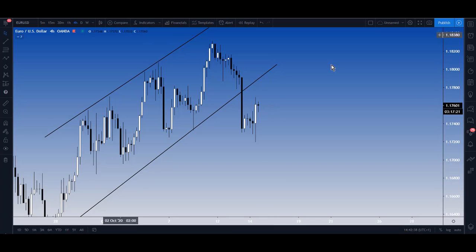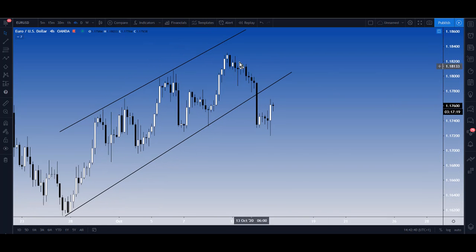So just be aware, the bigger picture for the moment on euro dollar is to the downside. So don't get caught necessarily into buying euro dollar. We've had our break, which is what we're looking for. We're getting our correction, which is what we were looking for. And now we want to see sellers come in. So we're just waiting for that.